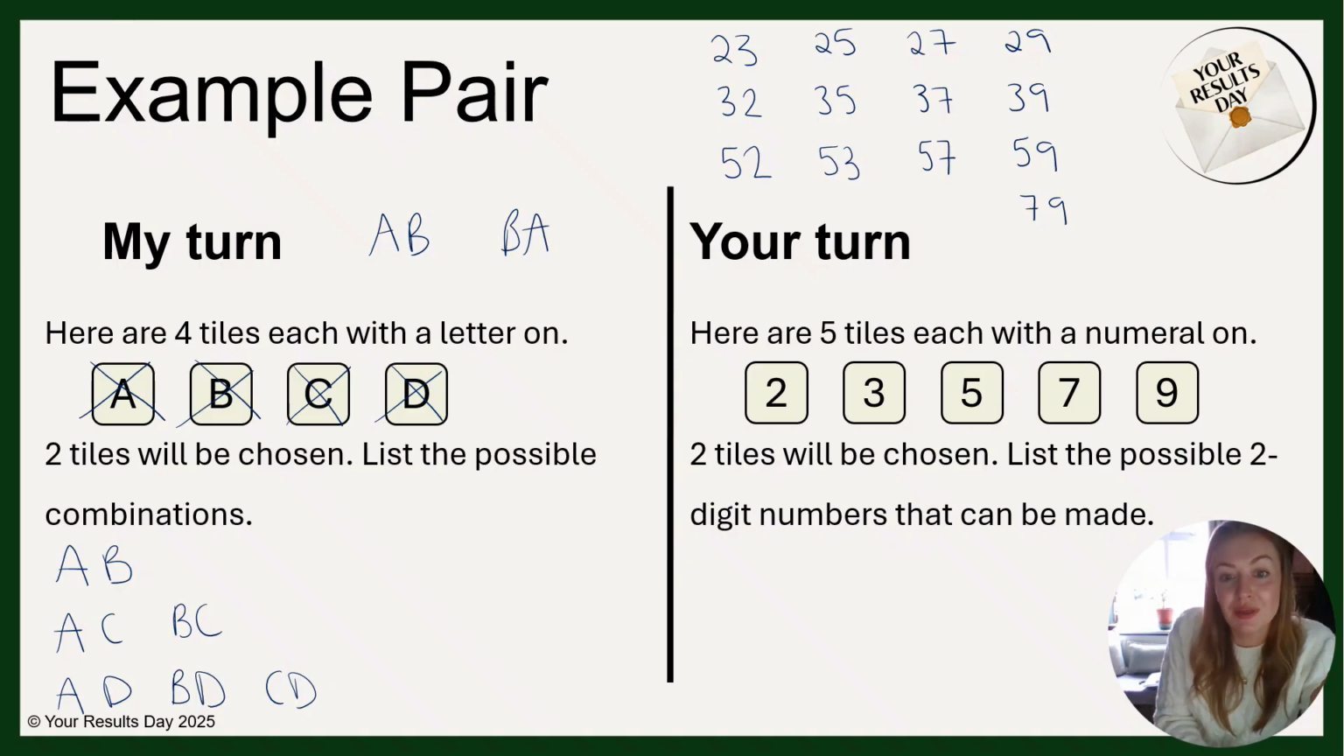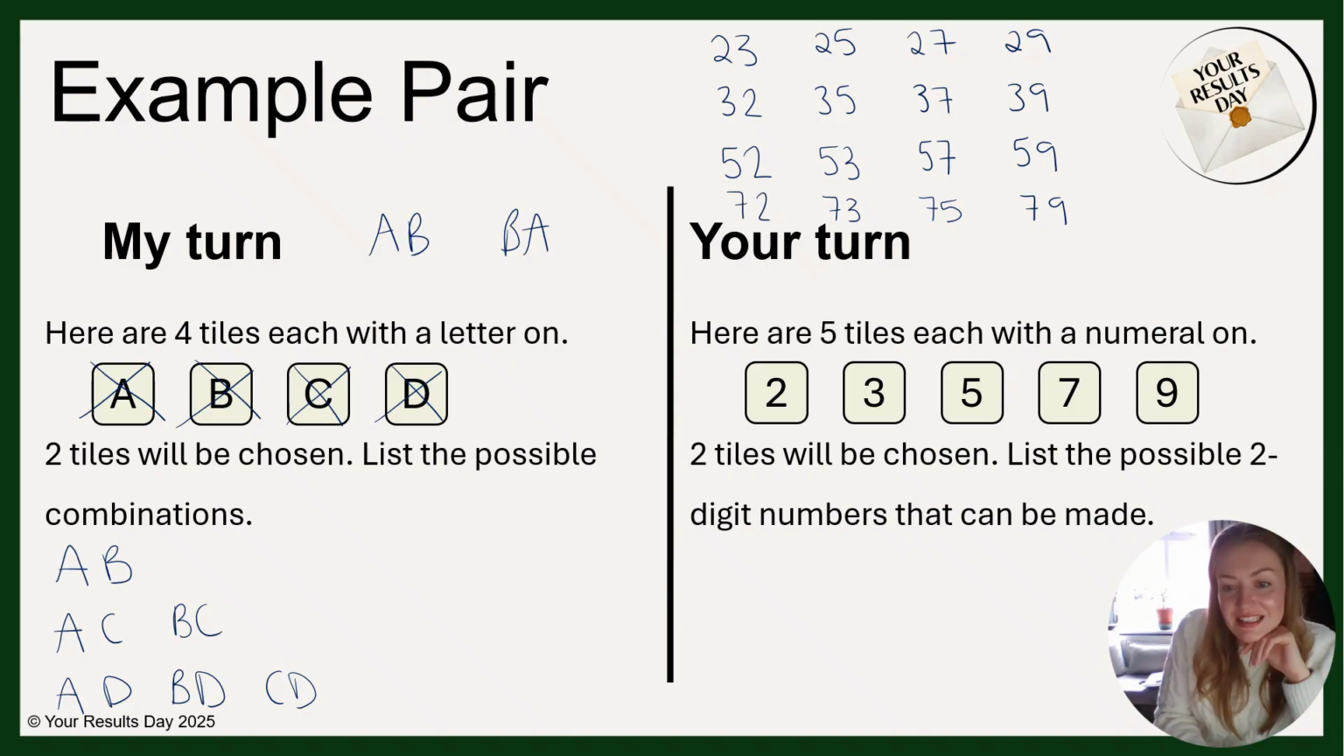And by the time we got to looking at what the 5 could be with, we went 57 and then 59. And then we said, well, we can have 7 and 9, but we didn't consider that we could have 7 and 5, 7 and 3, 7 and 2, just the other way around.